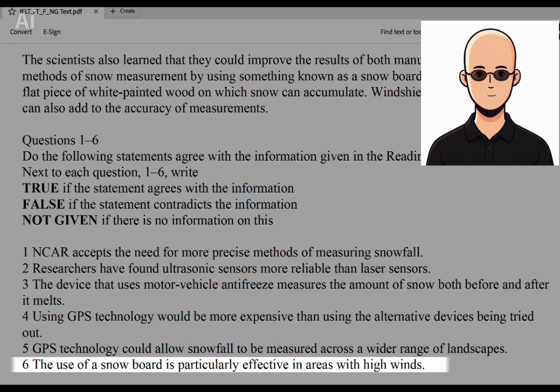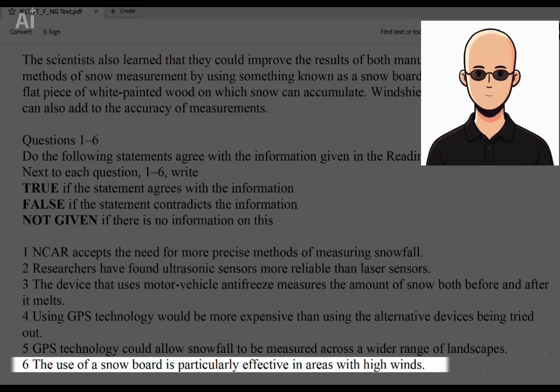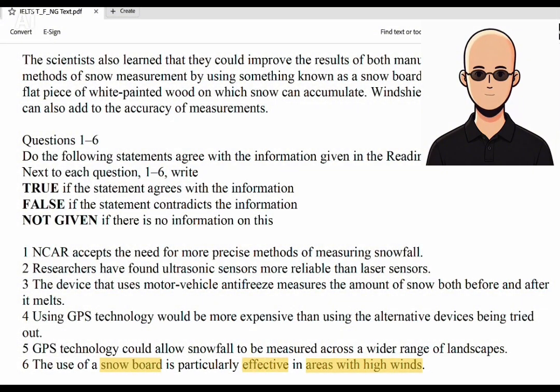Okay, why don't you try this one on your own? Pause the video and take a look. Okay, here we go. The use of a snowboard is particularly effective in areas with high winds. Step 1. Underline the keywords. Use of a snowboard, effective, areas with high winds. Step 2. Find the relevant part of the text with some of the keywords. Since this is the last of the set of questions, we can find it near the end of the text.